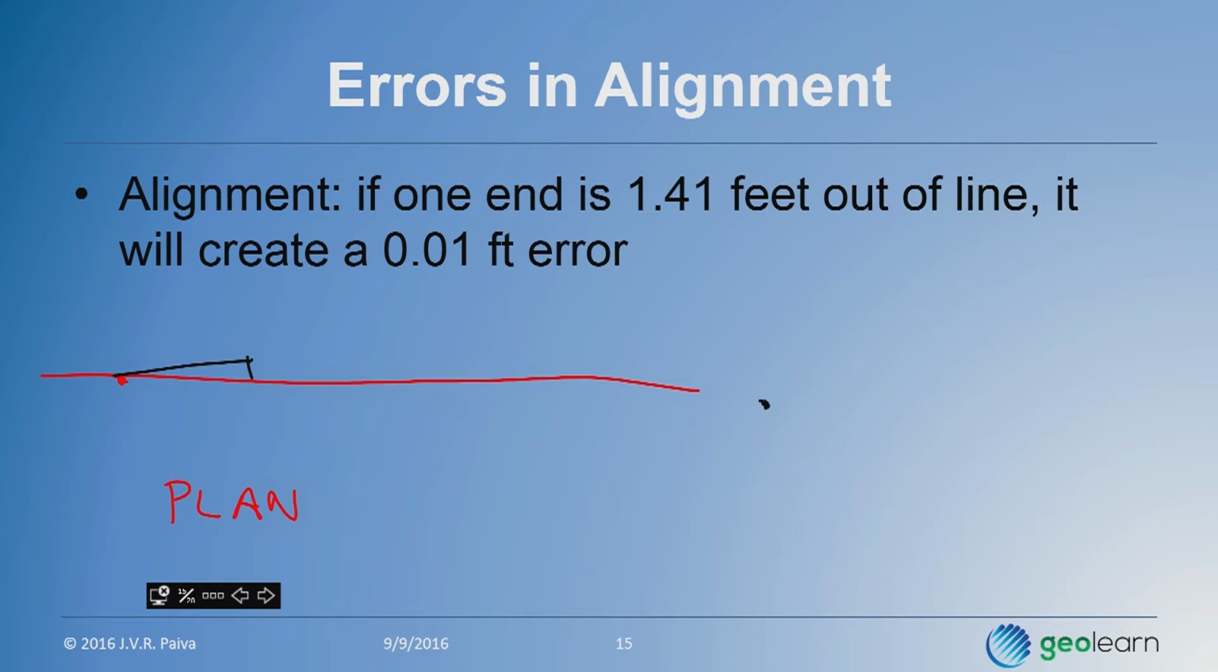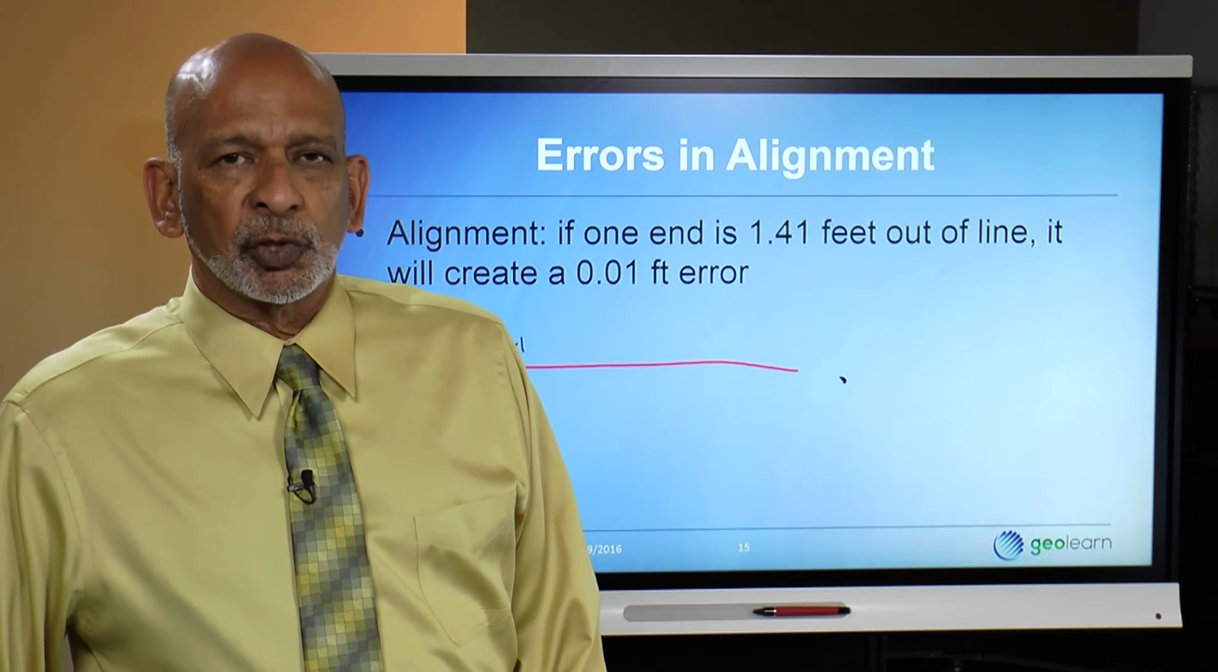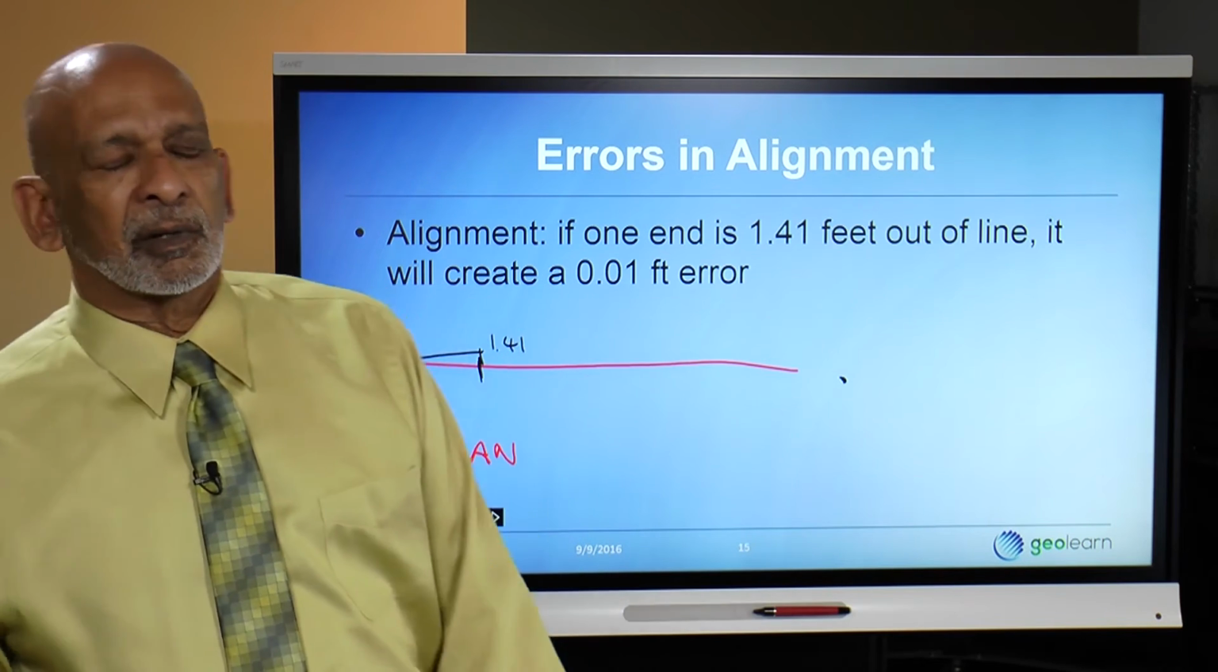If the tape is out of line by 1.41 feet, the square root of 2 basically, that will cause this mark on the tape on the ground that you place at the 100-foot end to be 1/100th of a foot shorter than 100 feet. So you automatically get 1/100th of a foot error shortening. It's always shortening, it's never lengthening, okay?